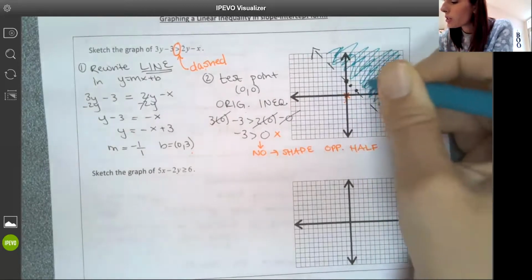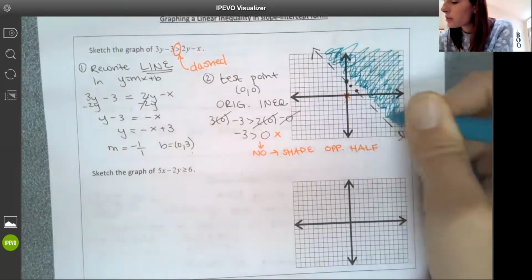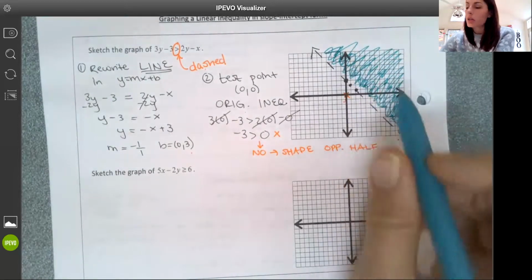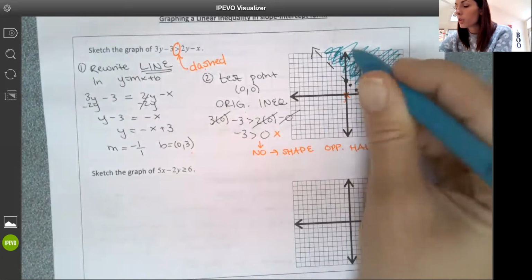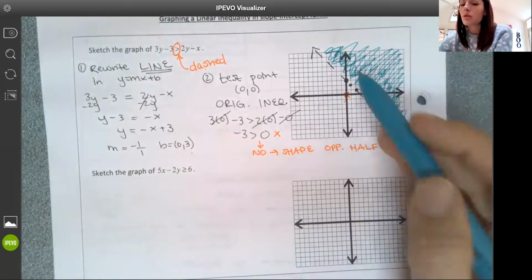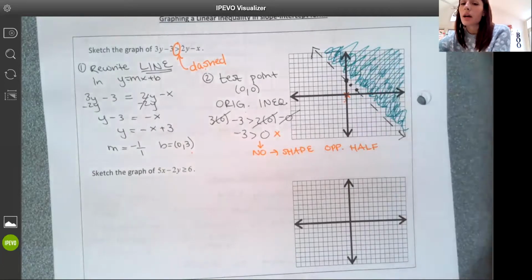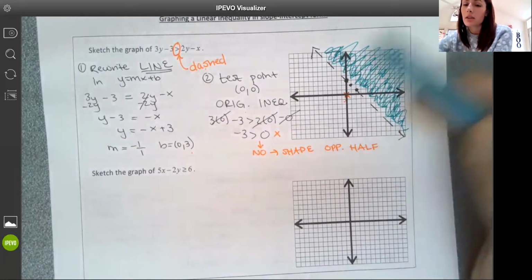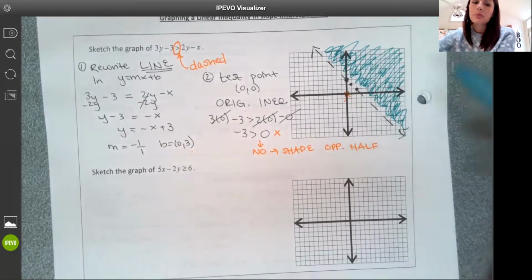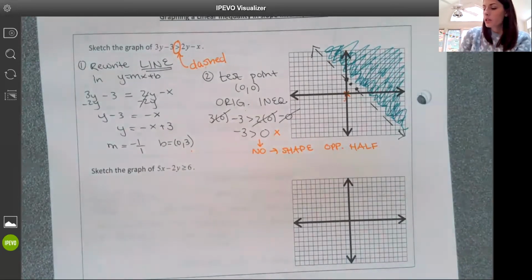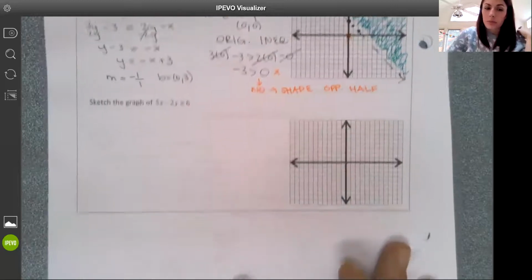Really, I should use a colored pencil to shade because that's pretty hideous. But every point over here, any point I grabbed from over here, should work in my inequality. This is where my solutions live, expanding out this way. It's unbounded, going infinitely in this direction. Those are where my solutions live. Let's look at another one together.